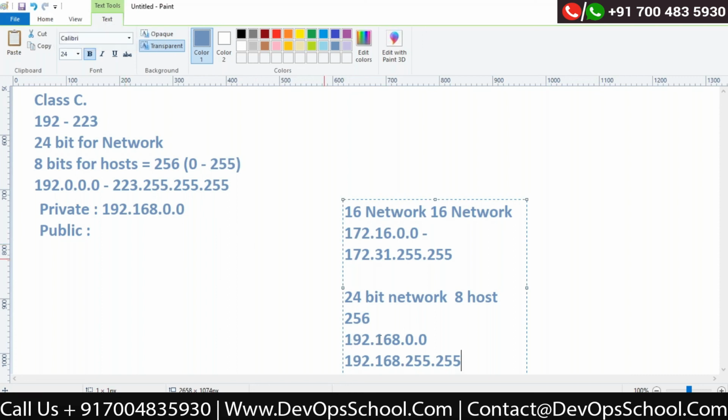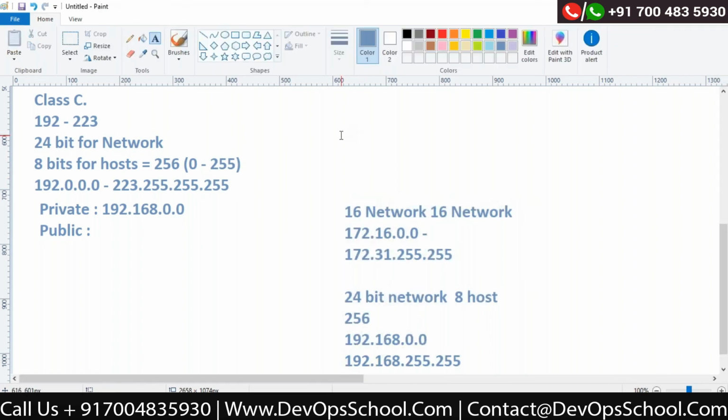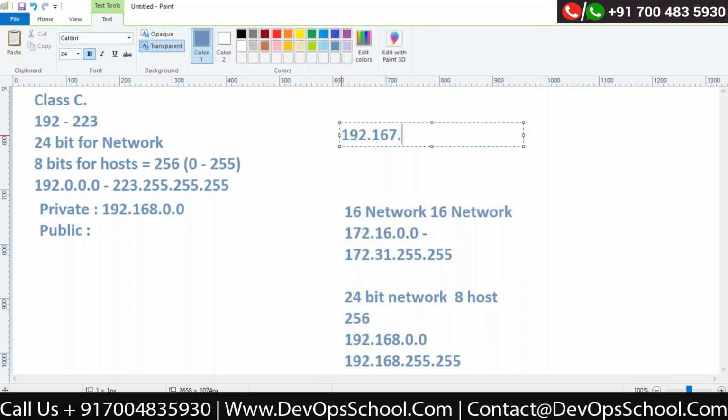So that's the reason some people have 192.168.0.1, 0.12, 0.255, 192.168.1.0. Now 1 is again a new network because that is a different network ID now. Correct? So in class C, 24 bits are for network and 8 bits are for your host. And the private IP addresses would start with 192.168.0.0. So anything after that would be considered a private IP address. Other than these IP addresses, you will be getting public IP addresses. For example, if I tell you what is this IP address, is it private or public?